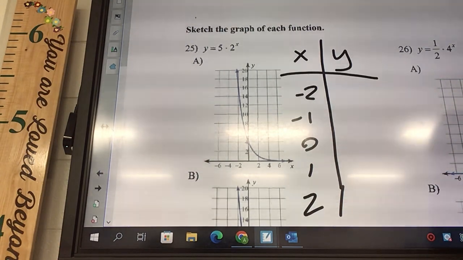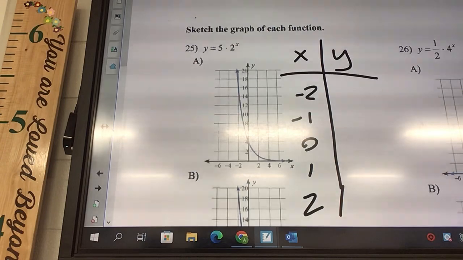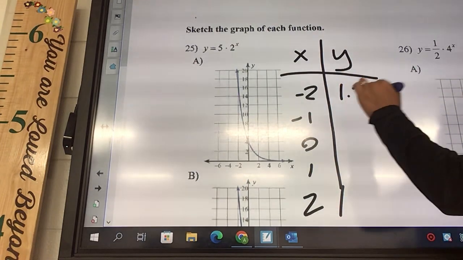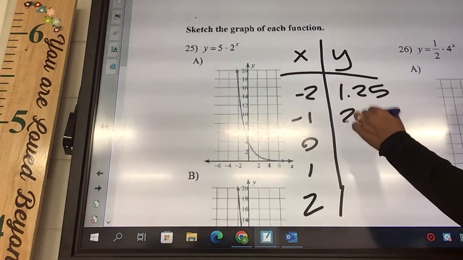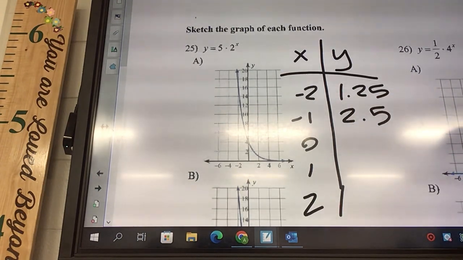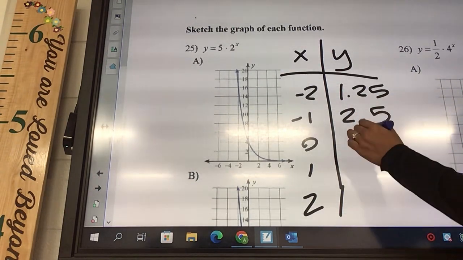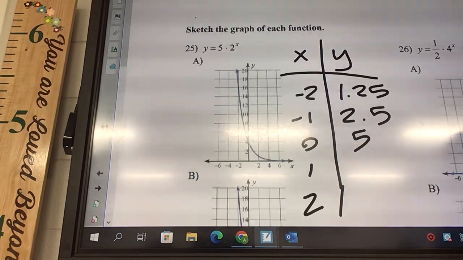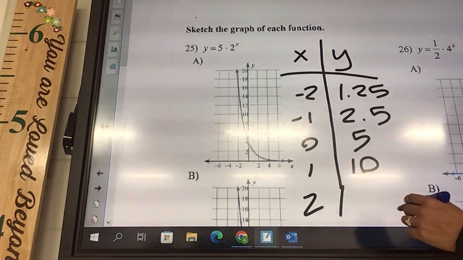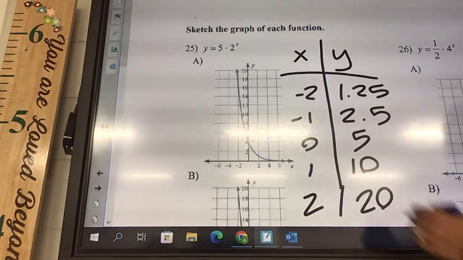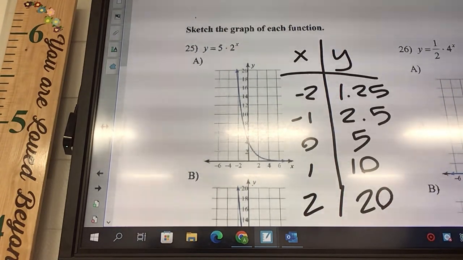Okay, and what do you get for negative 2? 1.25. 2.5. 5. 10. 20. Okay. Now, because it's multiple choice, I gotta show you what's going on.